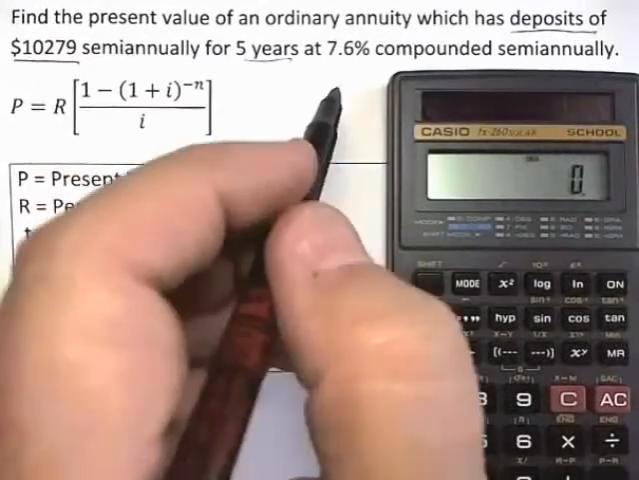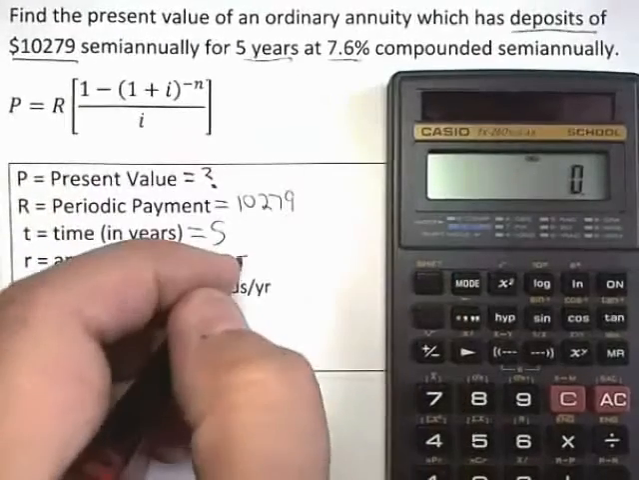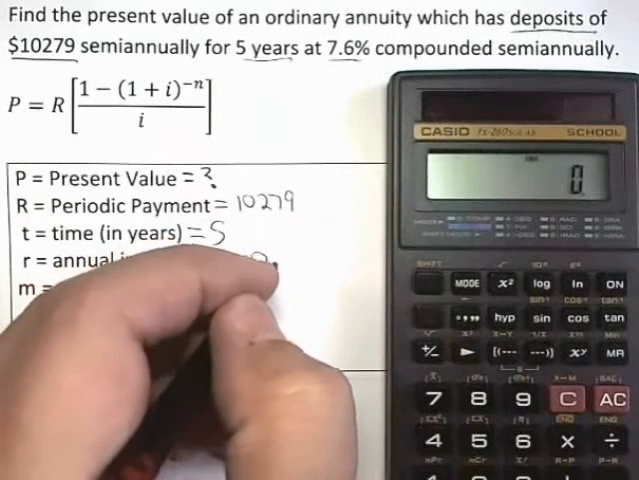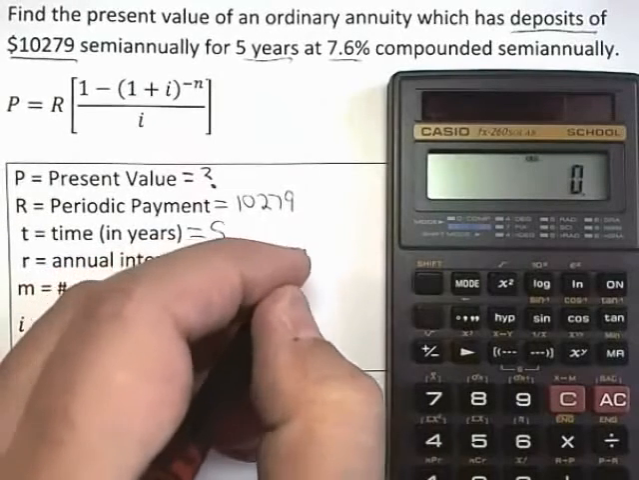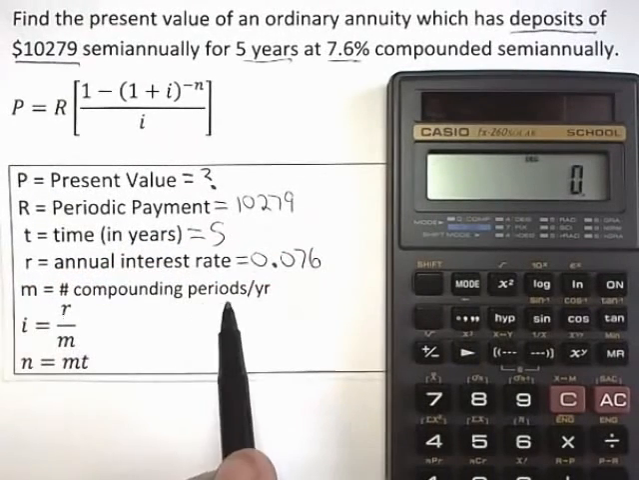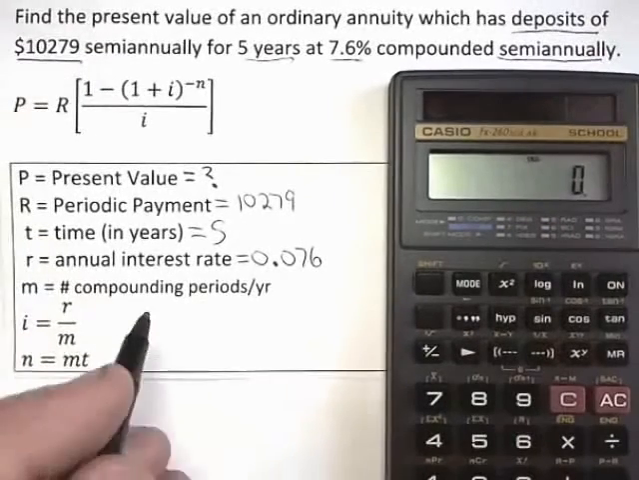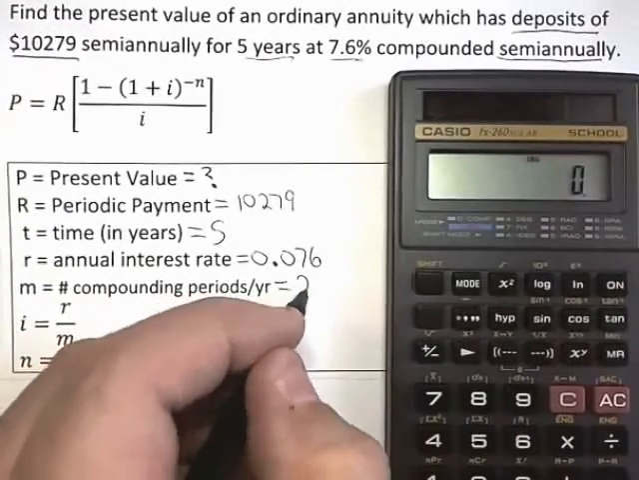The annual interest rate is 7.6%, but we want to write that as a decimal. We move the decimal 2 places to the left, so that would be 0.076 as a decimal. And the number of compounding periods per year, it says semi-annually. That's twice a year, so m is 2.